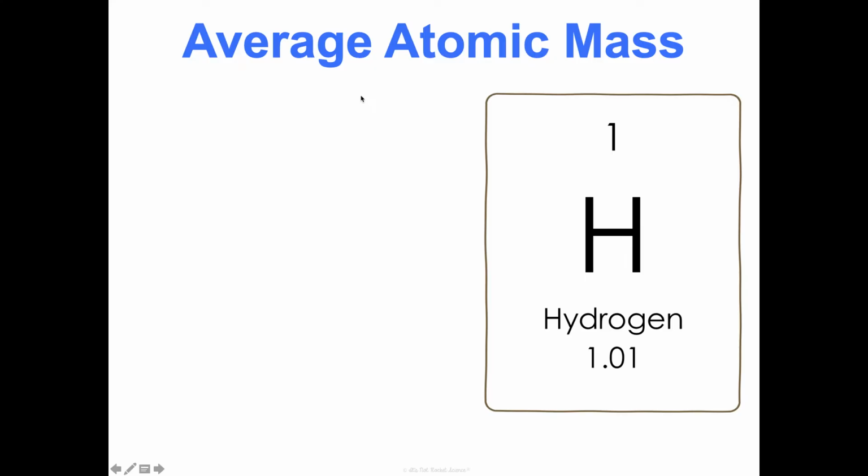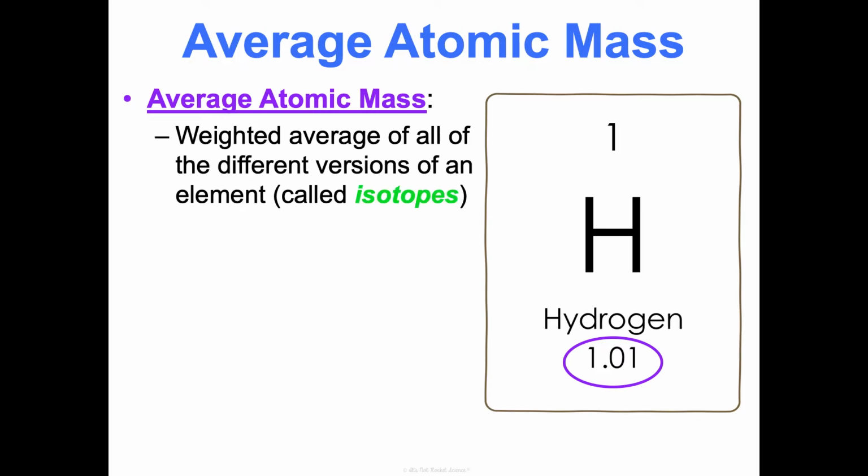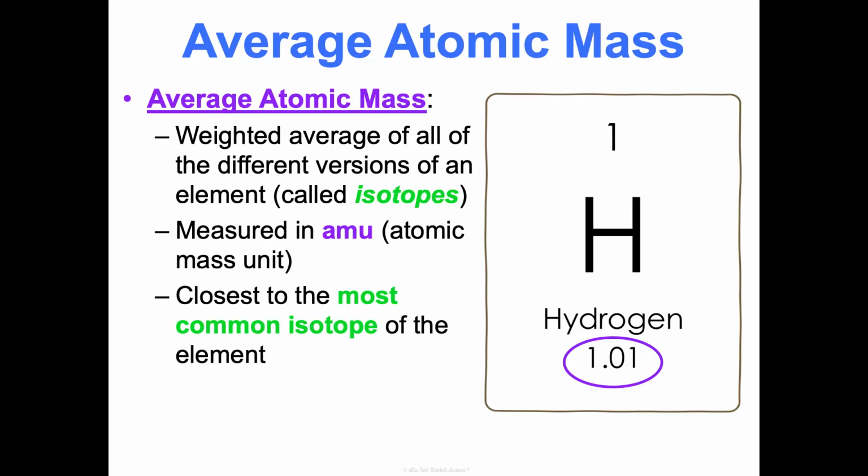Okay, so let's talk about average atomic mass. We've been talking about the mass number, but we need to talk about this decimal number that's on the periodic table. You're like, what is that? This is the weighted average of all of the different versions of an element, which are called isotopes. And it is measured in AMU, which is an atomic mass unit. And this decimal number is the closest to the most common isotope of the element because it's a weighted average. It's taking into account how common the isotope is.